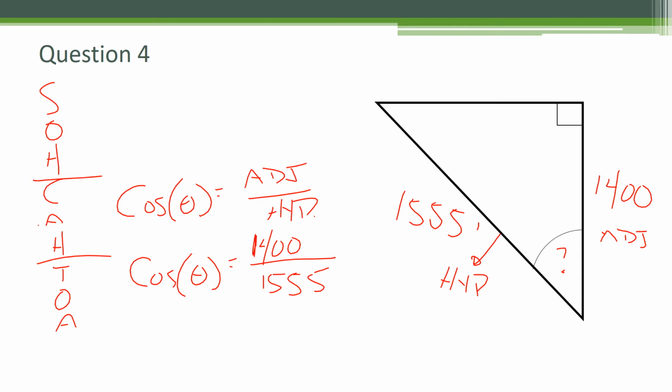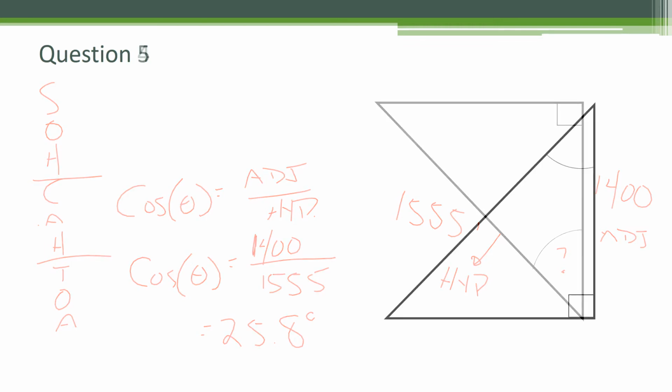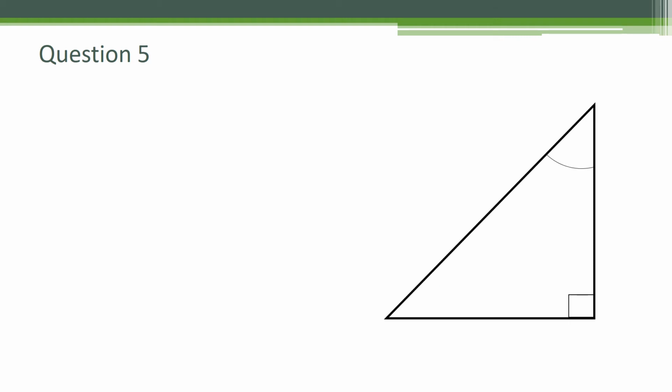So in order to do this one, I would go 1400 divided by 1555, push equals, divided by Shift cos. I don't have to push equals or anything like that, and it just tells me it's 25.8 degrees. Okay, let's do another one. Let's do another find the degree.